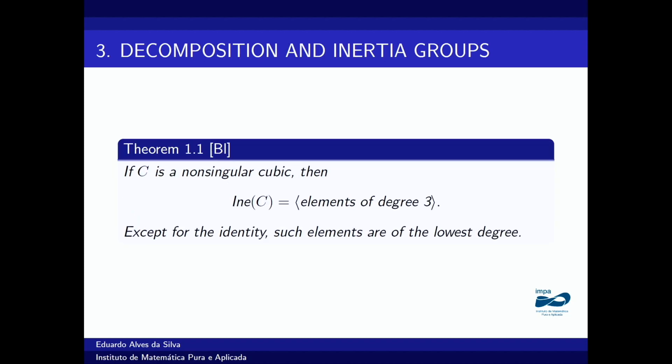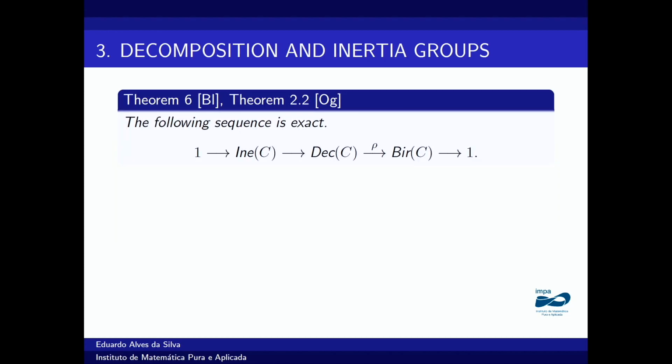And how about the inertia group? For the inertia group, we have a result by Blanc that tells us that it's generated by the elements of degree 3, and except for the identity, such elements are of the lowest degree. And we have this exact sequence here, which was proven by Blanc and Ogiso.